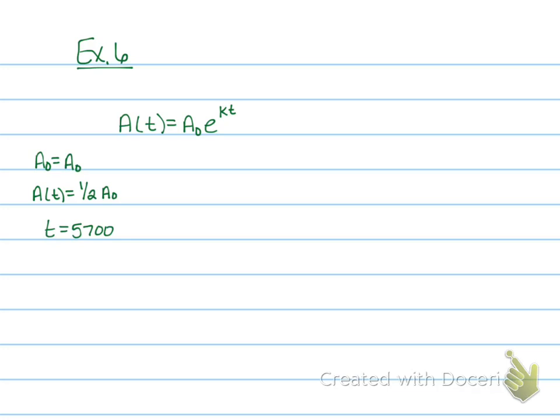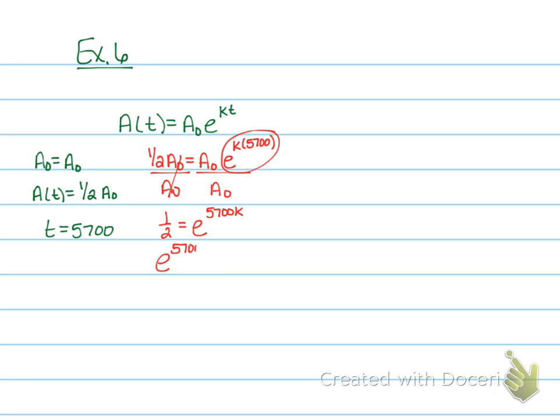Alright, so we plug that into our formula. We've got A of t is 1/2 of the original amount, and the original amount is just the original amount, times e to the k times 5,700. So we're going to solve for k. It's up in that exponent, so let's get the exponential part by itself. Divide by the original amount, and notice the original amounts cancel, so we're left with 1/2 equals e to the 5,700k. And once again, we're in exponential form, and we're stuck.